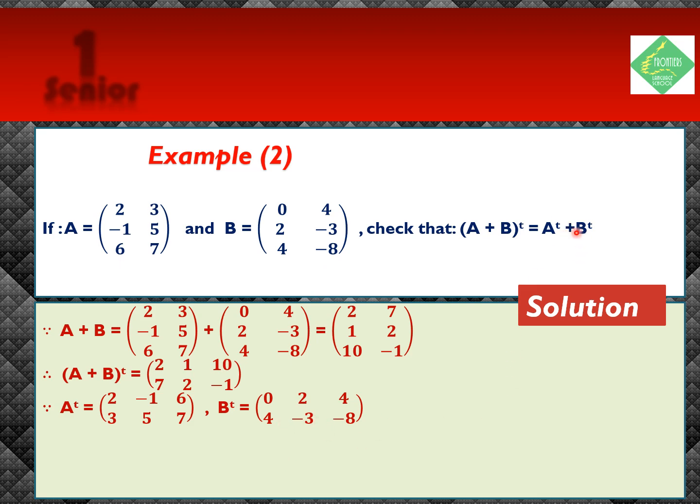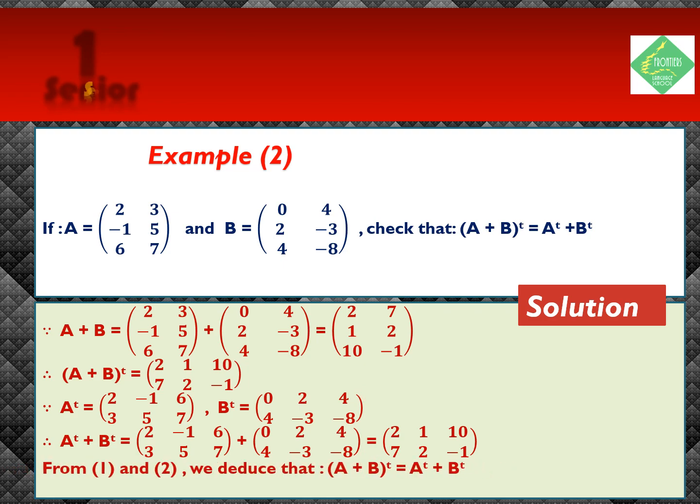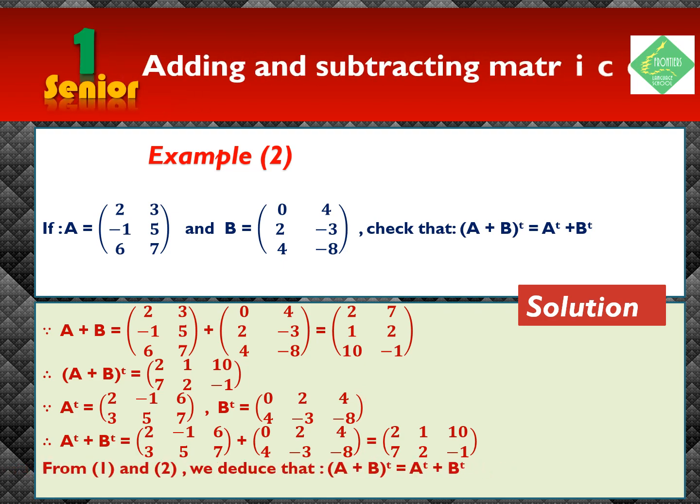Now, the next step, we will add A transpose and B transpose. 2 plus 0 is 2, negative 1 plus 2 is 1, 6 plus 4 is 10, 3 plus 4 is 7, 5 plus negative 3 is 2, and 7 plus negative 8 is negative 1. We notice that they have the same result, so we check that.